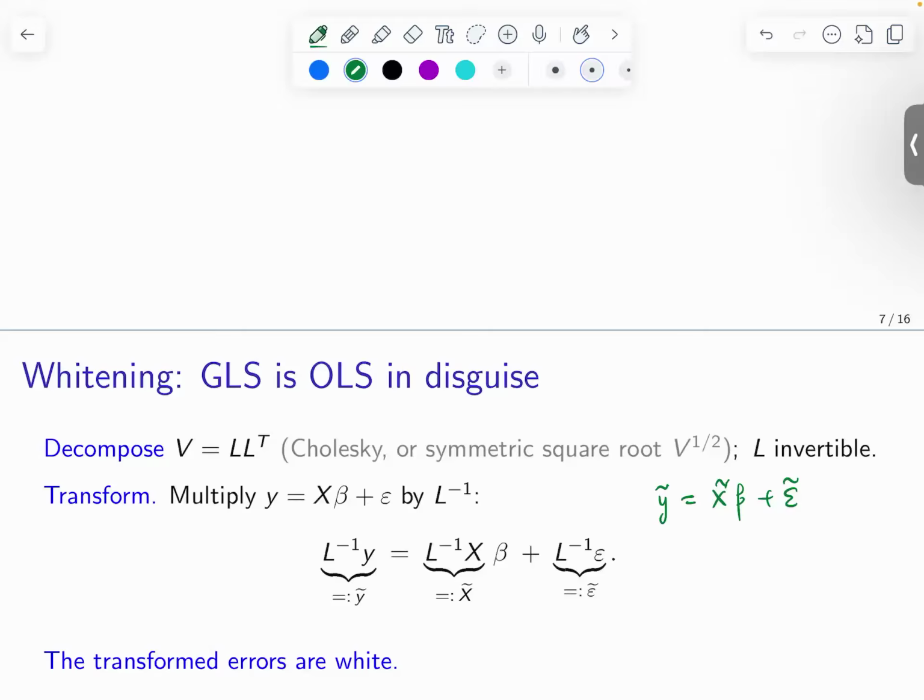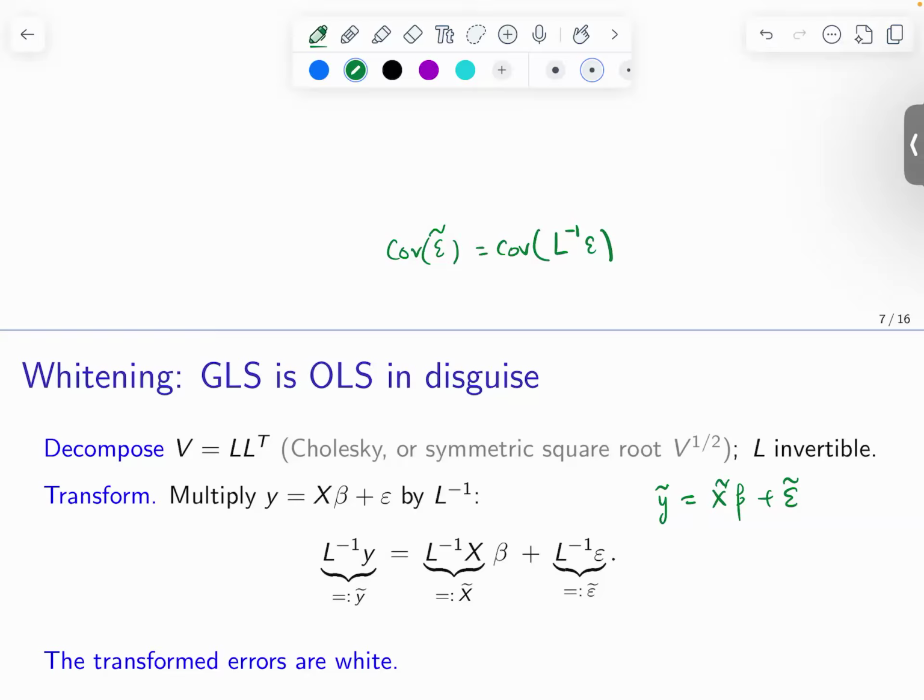So both y tilde and x tilde are known because we know L. By assumption, we know V, we know L, and then we know y and x. And epsilon tilde is some new transformed noise vector. So let's look at the covariance of epsilon tilde to see why this transformation is useful. What is going to be the covariance of epsilon tilde? This is L inverse epsilon. We apply our well-known formula.